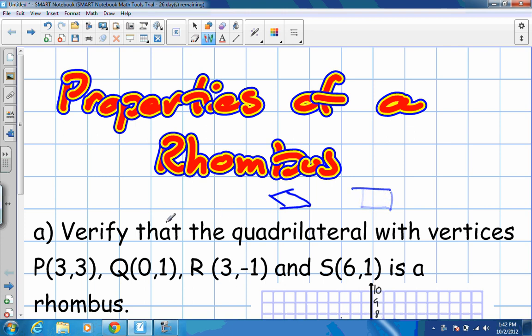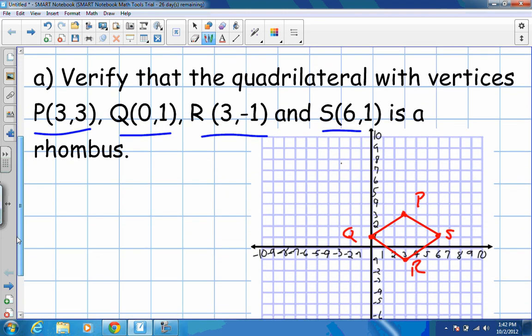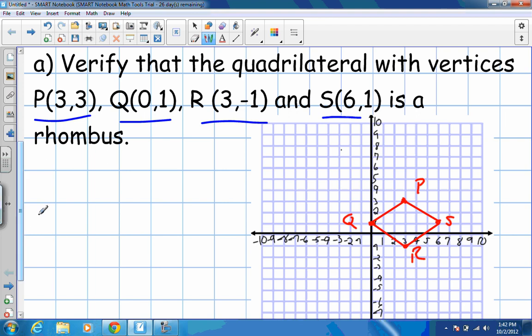So in this question, it says verify that the quadrilateral with vertices PQRS is a rhombus. So we've graphed it. It looks pretty good. Probably is not a square by looking at it, but again, it doesn't matter if it's a square. We're just trying to prove it's a rhombus, which means we need to find that all 4 sides are the same length. In order to use that, we're going to use our distance formula.